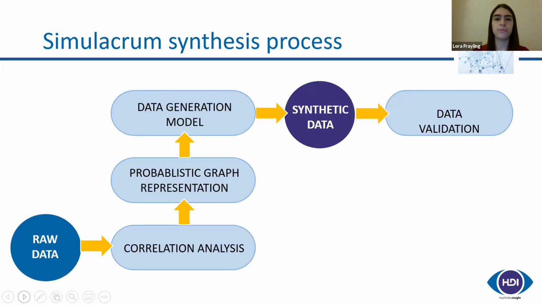So this is what the synthesis process looks like overall. So we have our raw data, and then we start with a correlation analysis of the pairs of data variables and choose the important ones we want to keep. Then we represent this in a probabilistic graph, which is then used for data generation. And once we have our synthetic data, we validate it before release. Next slide, please.